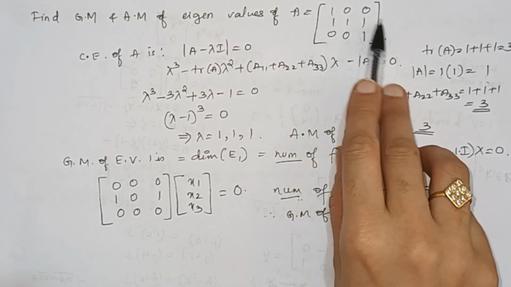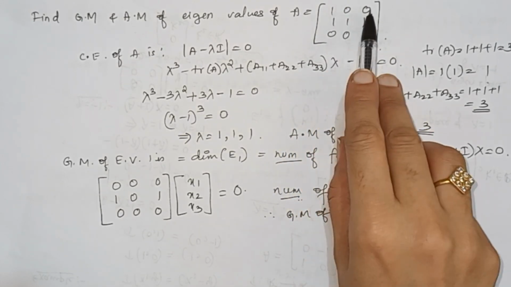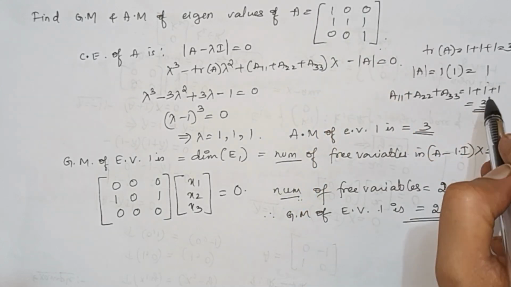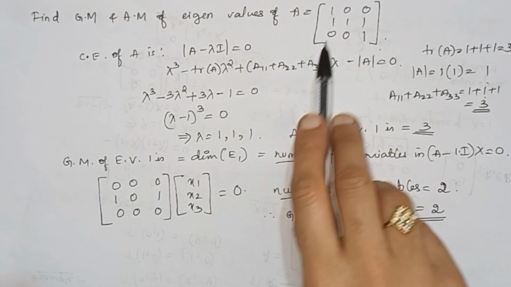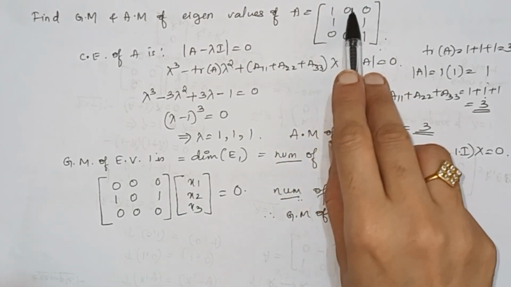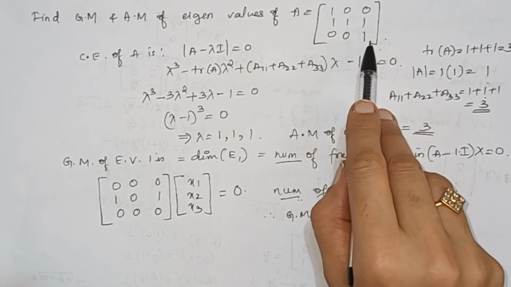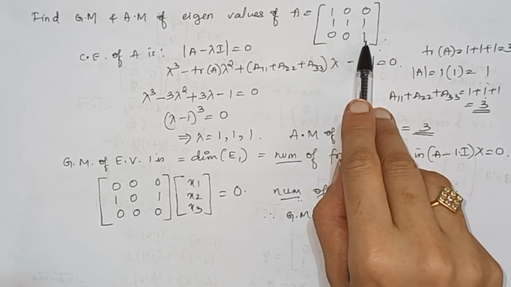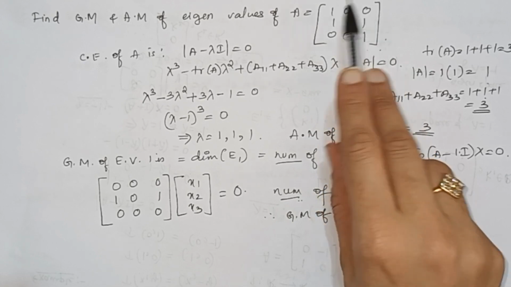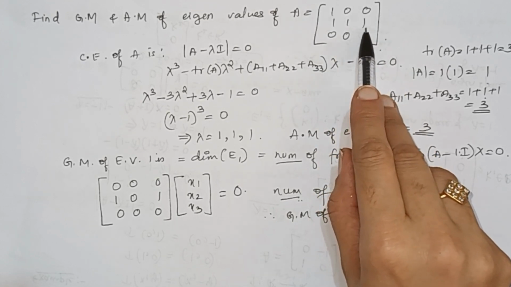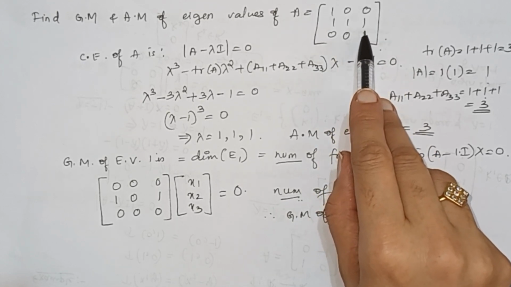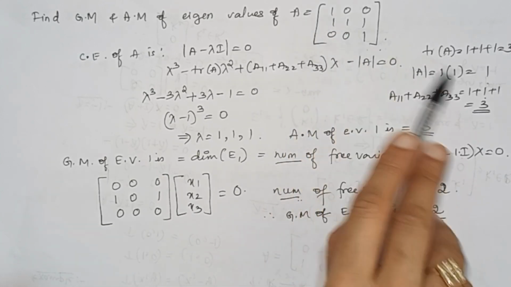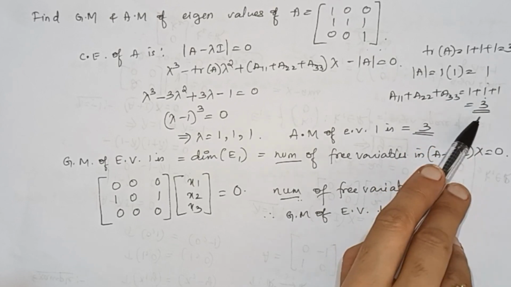A22 means delete the second row and second column, then 1, 0, 0, 1, and the value of that determinant is 1, therefore A22 equals 1. Then delete the third row and third column, this determinant value is 1, and multiply it with the sign of the element A33, which is positive. Hence cofactor A33 is equal to plus 1. So when you add all these, you will get 3.